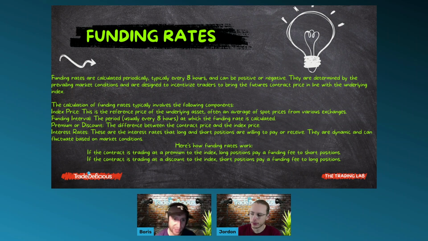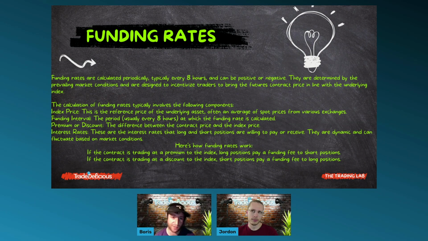And so the calculation of funding rates typically involves the index price, which, like I said, is just an average of prices from various exchanges. And then we have the funding interval. In crypto, for whatever reason, it's every 8 hours. I don't know how it is in the FX or CFD world. And then, like I was saying, there's going to be a premium or a discount between the contract price and the index price. After all that, you get an interest rate on your long or short position, based on whether the market is bullish or bearish.